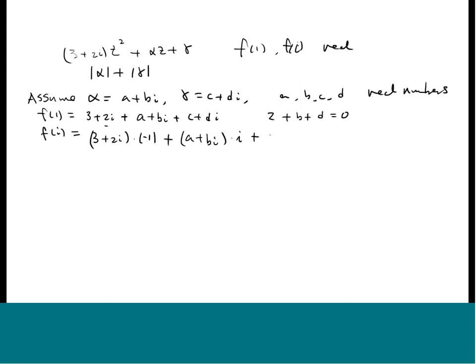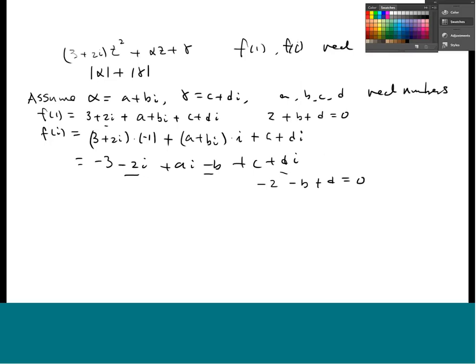That is c plus di, right? So it equals minus 3 minus 2i plus ai minus b plus c minus di. It's real, so you have another equation: minus 2 minus b equals 0. I'm not sure if it's right or not.